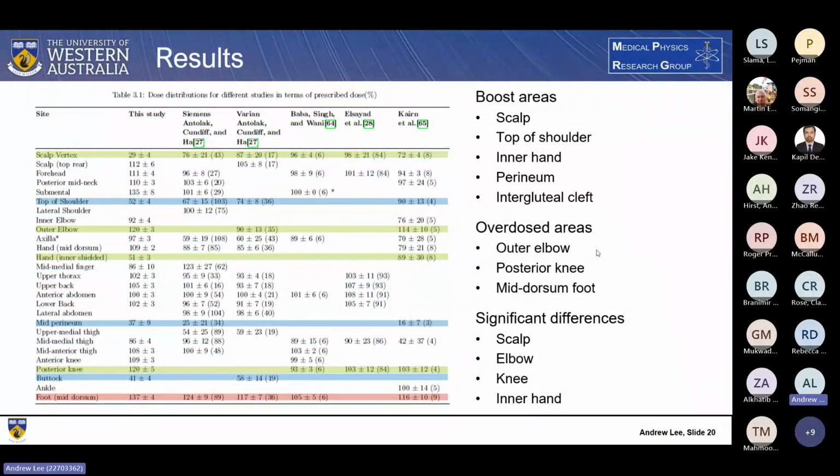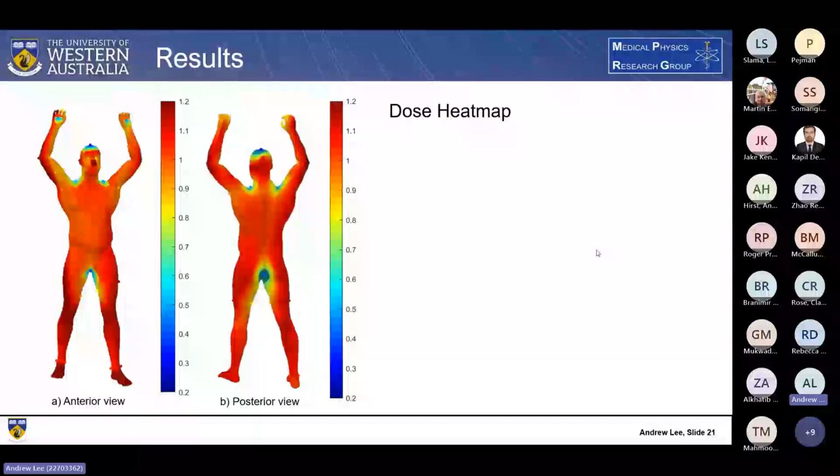Because we also measured quite high dose variations for the fingers, it's advised that we shield the whole hand and then irradiate afterwards with a boost field for additional control in our setups. So this brings us to a dose heat map. For visualization purposes, I've also drawn a heat map here.